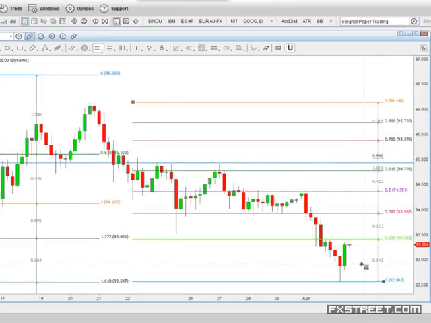And these are our prime reversal levels, 93.41 and 93.93. This is looking more prime than 93.41, being an area of previous support. So we can see here we've spiked through on numerous occasions. Okay, we've broken, we haven't retested as yet.